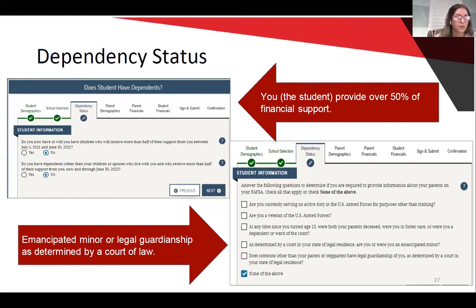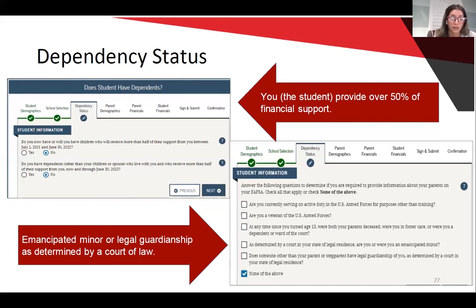Okay, next box would be, at any time since you turned 13, were both your parents deceased? Were you in foster care, or were you a dependent or ward of the court? Select the box if at any time since you turned 13, you had no living parent, biological or adoptive, even if you're now adopted. Even if it was only for maybe one year, if any of these situations fall under that, then you would check off the box.